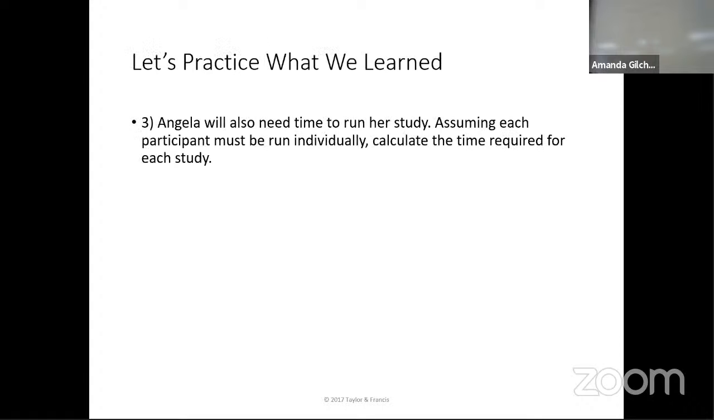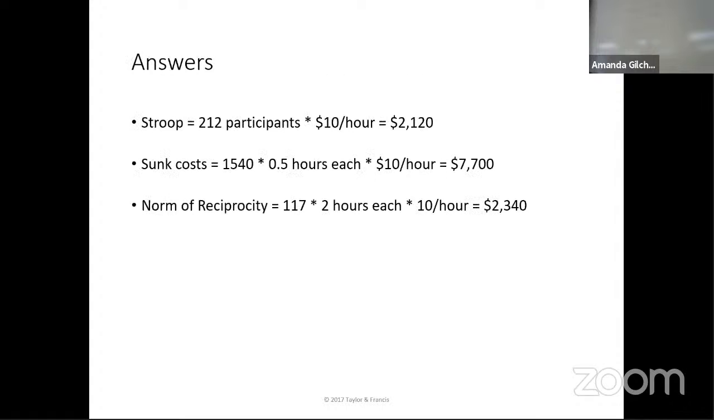So Angela will also need time to run her study. Each participant must be run individually. Calculate the time required. You can already work through that. Remember that the Stroop effect study is 1 hour. So we can go back here with 212 participants. The sunk cost effect has 1,540 participants at half an hour each. And then the norm of reciprocity is 2 hours.